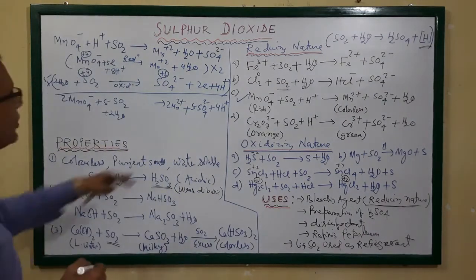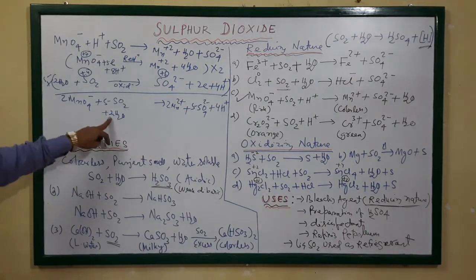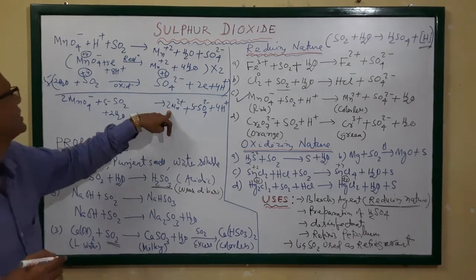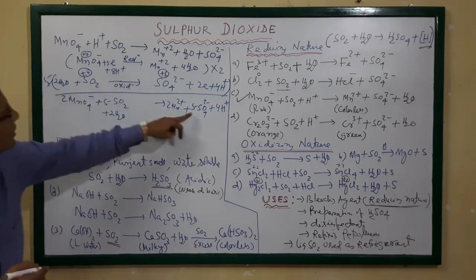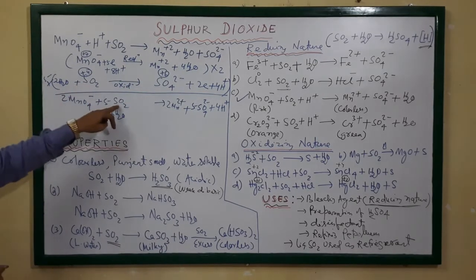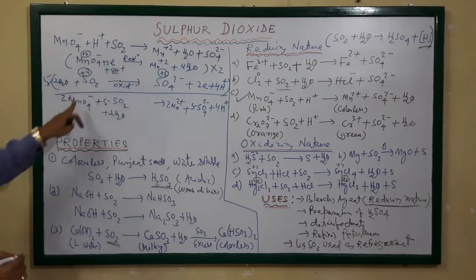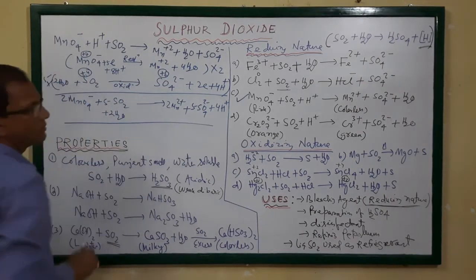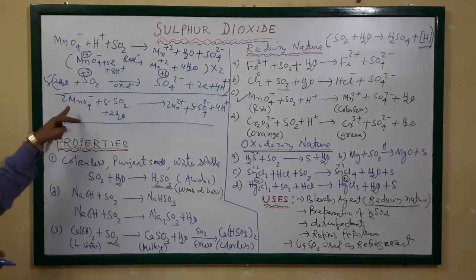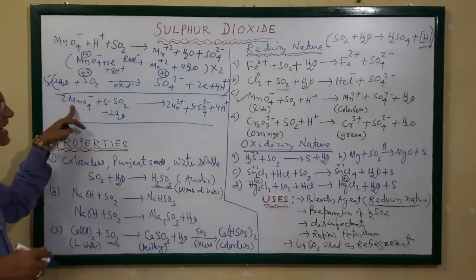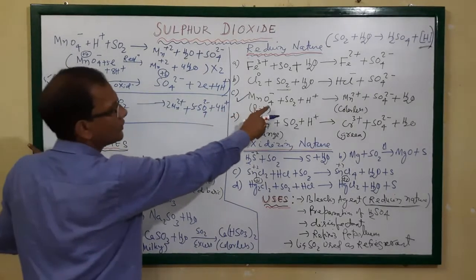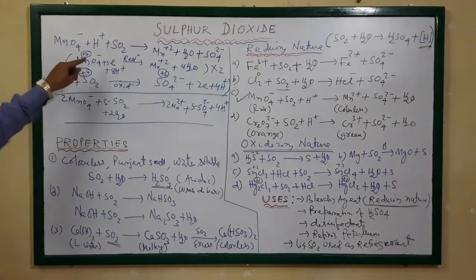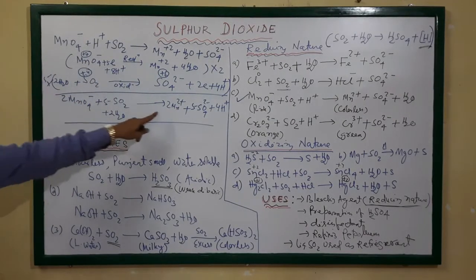Okay. So 4H plus on the right side, 2 water on the left side, and 2Mn2 plus and 5 sulfate ion, and 5SO2, then 2MnO4 minus. So this is the final equation, the net reaction of the reduction of MnO4 minus by sulfur dioxide. That means this is the ion electron method to balance the chemical equation.